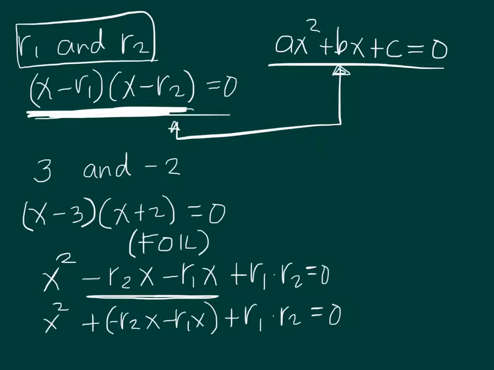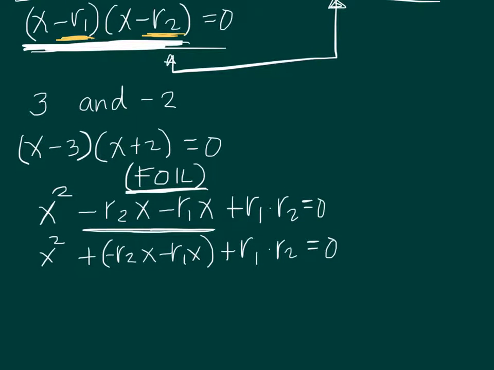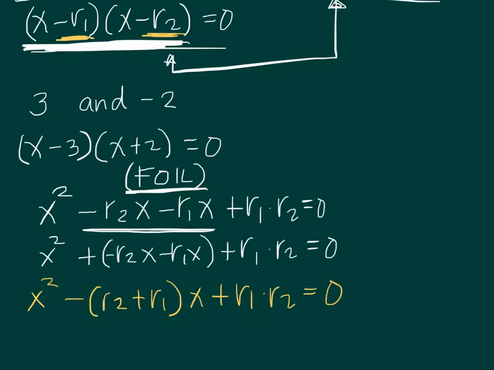By the way, just in case you're wondering why it is plus r1 times r2: since I used the FOIL method, the negative r1 times the negative r2 must be equal to positive r1 times r2. Okay. And then we could also have this as x squared minus (r2 plus r1)x plus r1 times r2 is equal to 0.